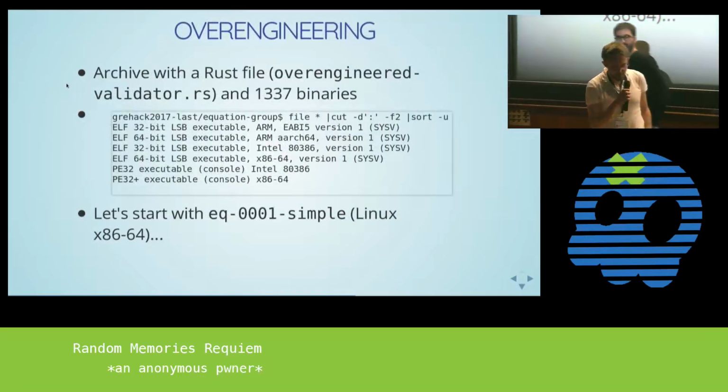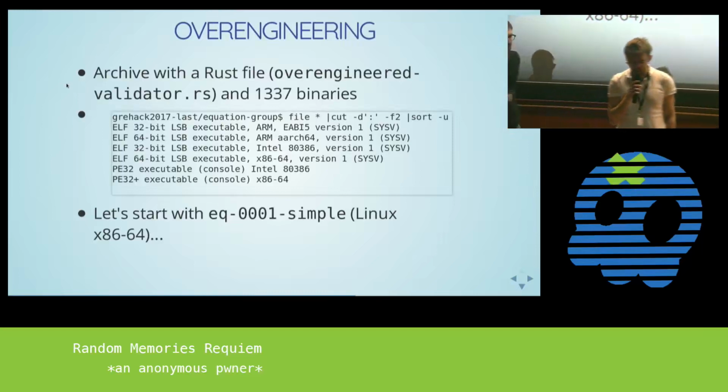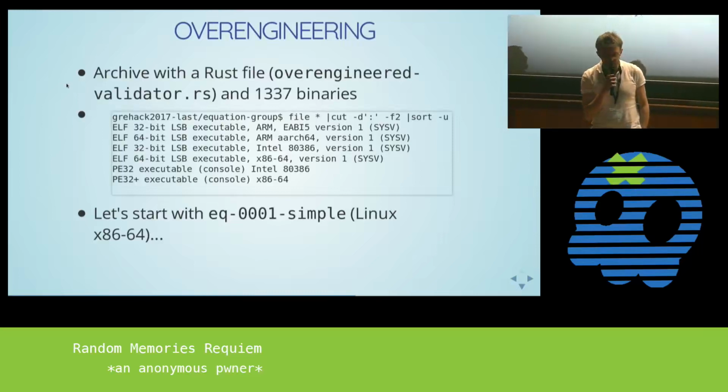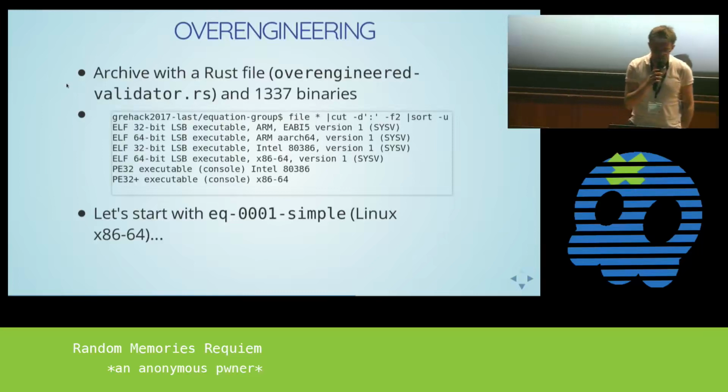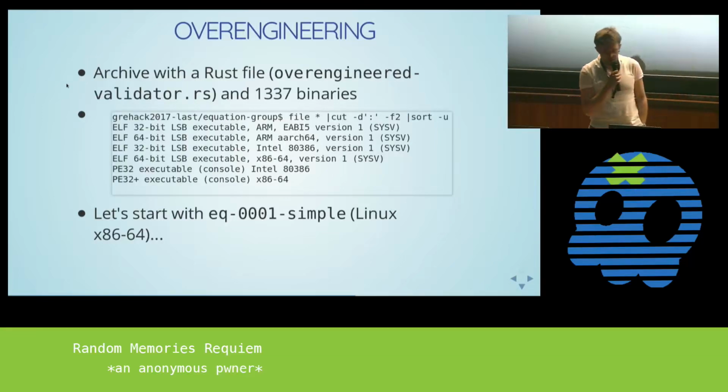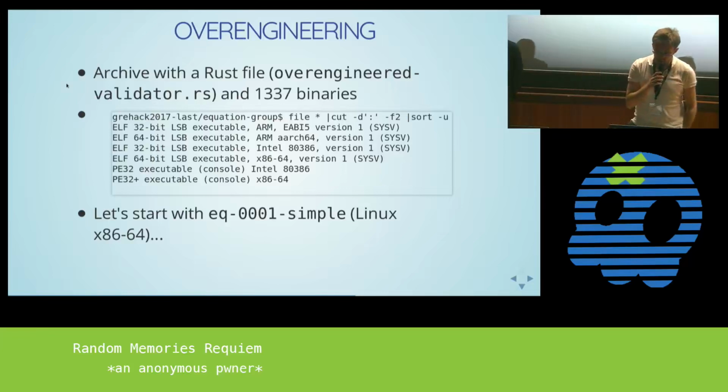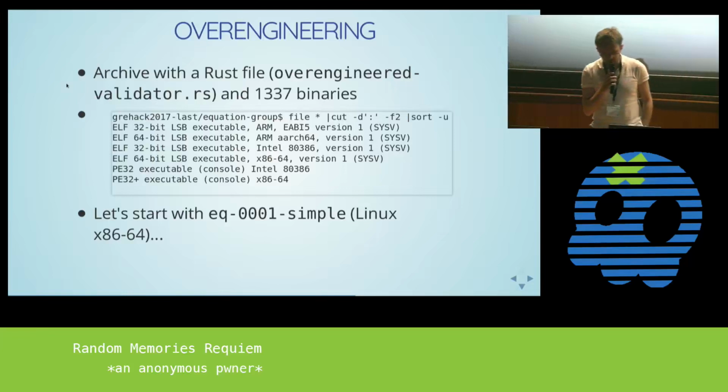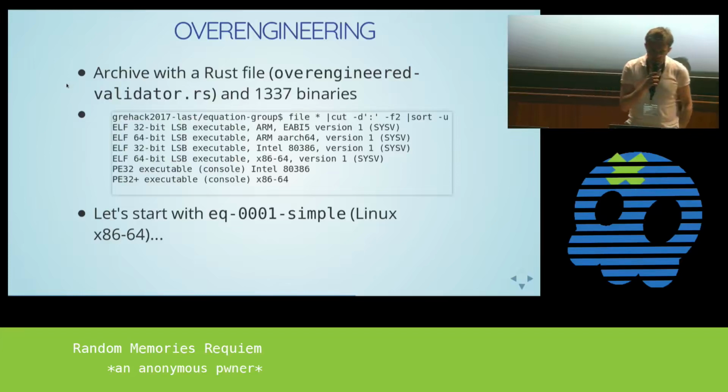Thank you, Jean-Baptiste. So the next challenge was called Over-Engineering. It was an archive with first a Rust file and 337 binaries. If we take a quick look at the binaries, we see that there are 5 different architectures and operating systems. And if we take a fast look at the Rust file, basically it takes integers as input and generates a key. So it looks like we have hundreds of crackmes to crack.